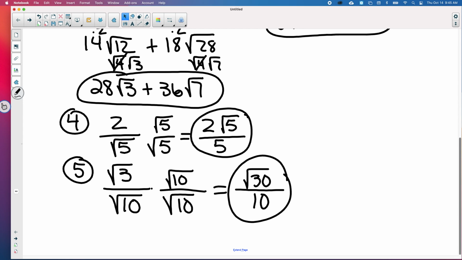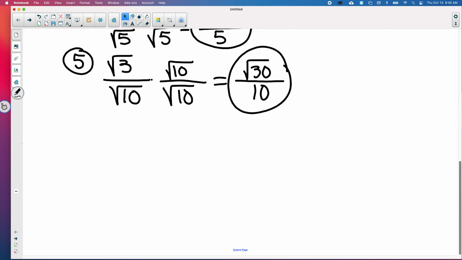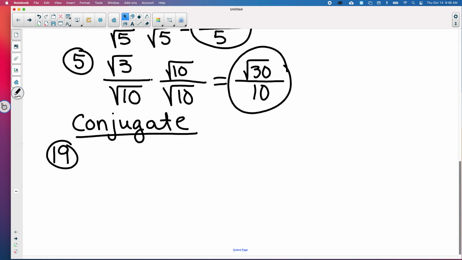Okay. So you'll have a few like that. And then the last section, well, the second to the last section, it says identify the conjugate. I don't know if you guys remember what that is. Alright, so it's going to give you some, this is 19 in your book, and you don't have to do anything with it, you just have to identify what the conjugate is.